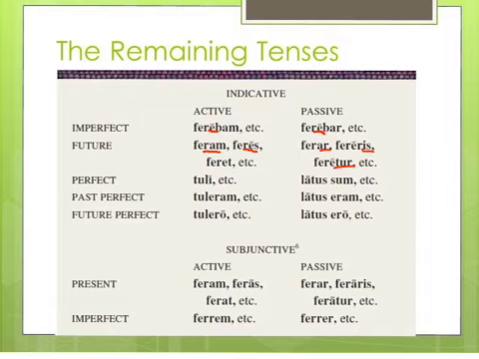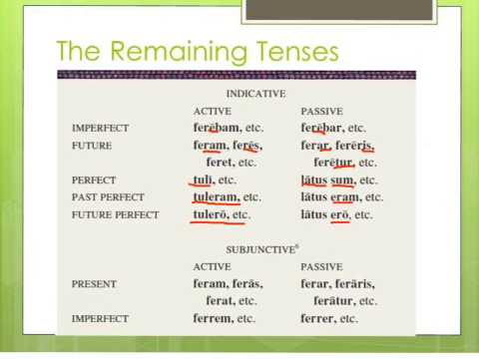And when we get to the perfect system, remember the perfect system is regular for all verbs of all conjugations, regular and irregular. So for the perfect, you just use the third principal part in your perfect endings. For the past perfect, active, third principal part in eram, and then future perfect, third principal part in ero. For the perfect passive system, you take the fourth principal part, latus, and then for the perfect, it's sum, and for the past perfect, it's latus eram, and for the future perfect, it's latus ero.